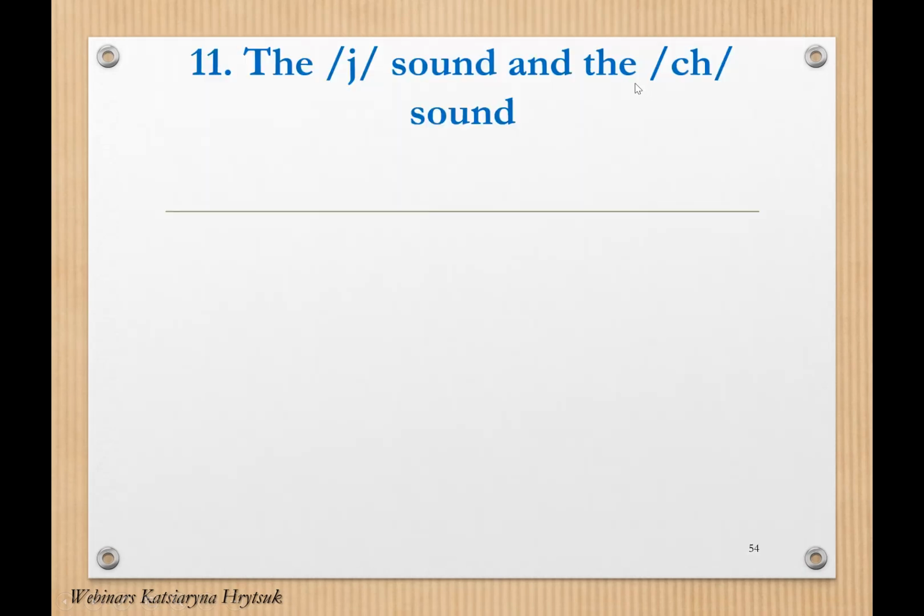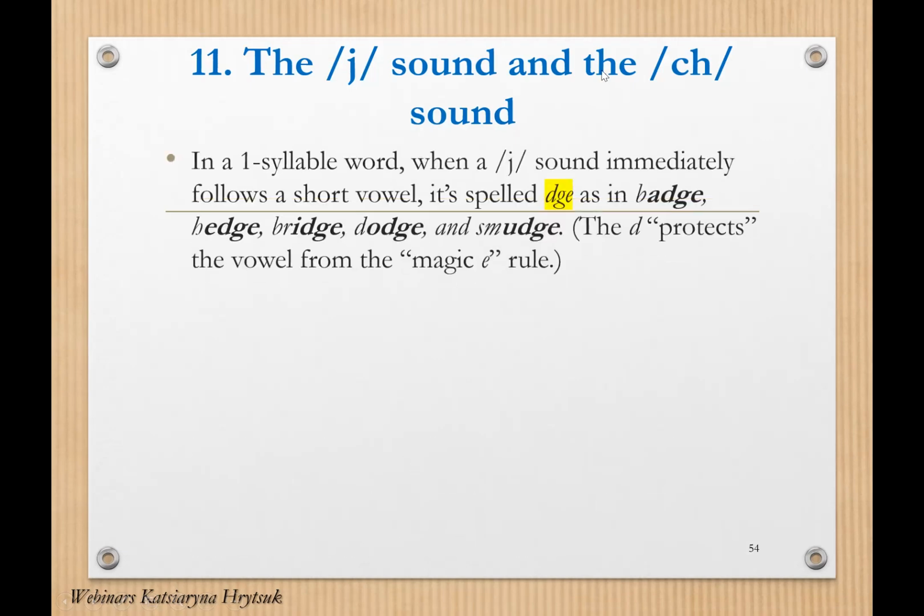Rule number 11. Okay, so here is the G sound and the Ch sound. In a one syllable word, when the G sound immediately follows a short vowel, it's spelled DGE. Short vowel. Bench, hedge, bridge, dodge, smudge. So D protects the vowel from the magic E. So this D protects, right? So that's why we read J.